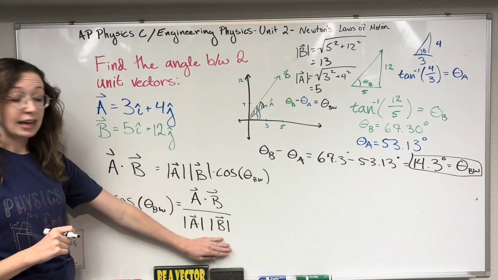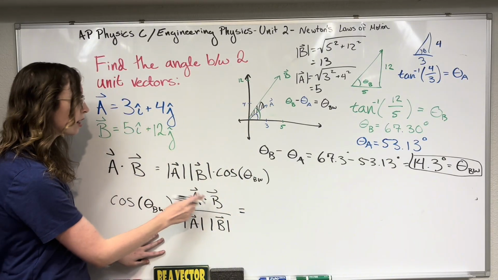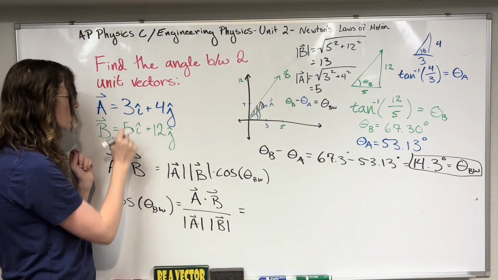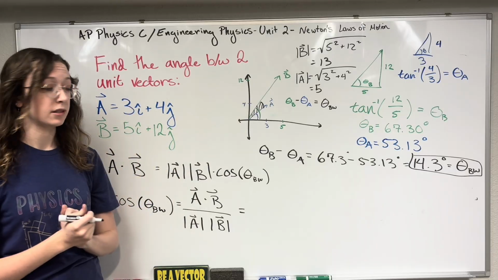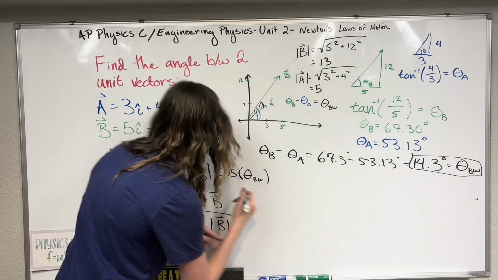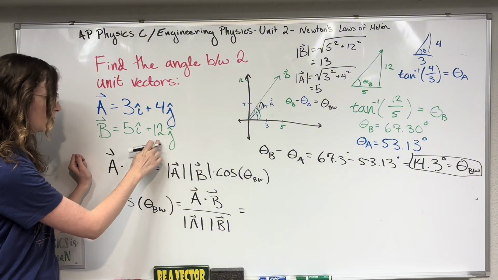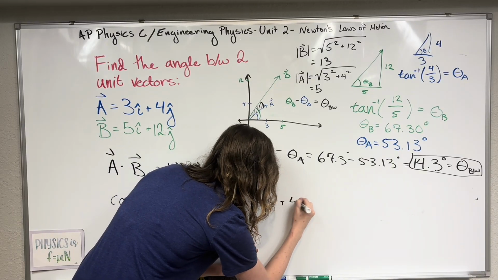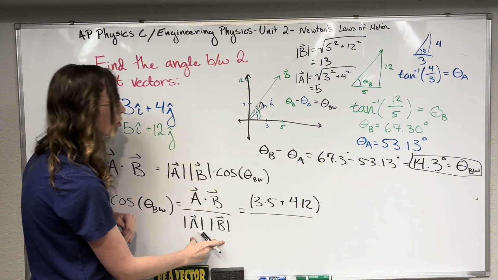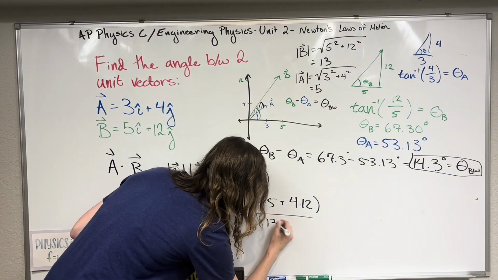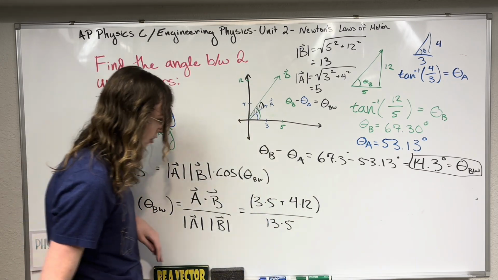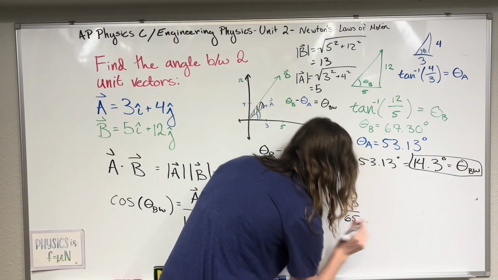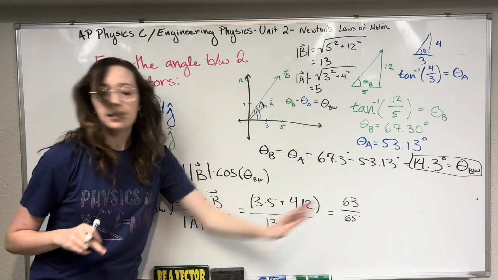So now we just have to plug those guys into our little equation over here. To find the dot product of our two vectors, you take the product of your two i components and add that to the product of your j components. So the dot product of A and B would just be 3 times 5 plus 4 times 12. And then the product of the magnitudes of our two vectors would just be 13 times 5. So if you do a little bit of multiplication and addition, we end up getting 63 over 65. So the cosine of our angle is equal to 63 over 65.